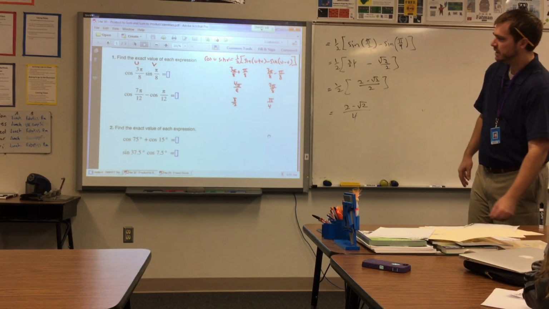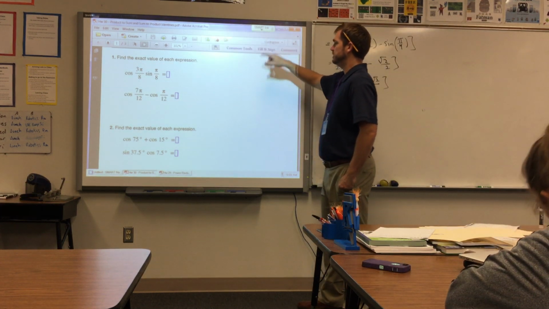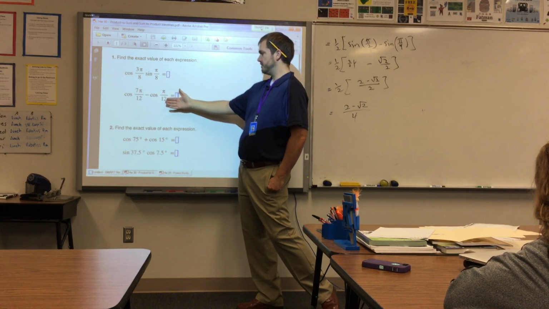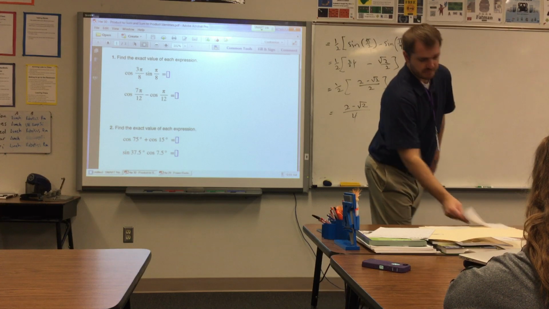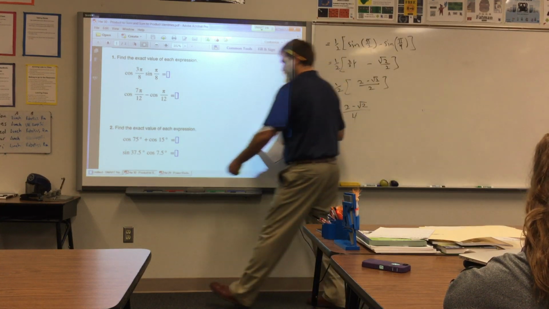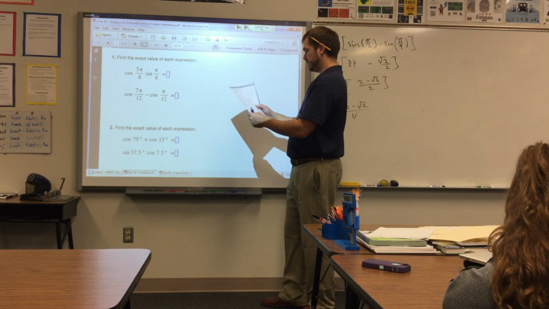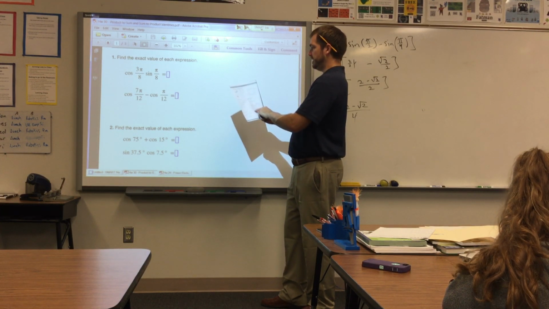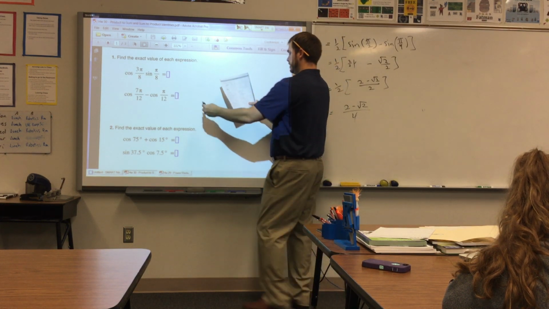Now, let us look at part B: cosine 7 pi over 12 minus cosine pi over 12. Alright, so we're gonna go for it, right? This is a sum to product, and it's which number? Cosine minus cosine, the fourth one. Fourth one, yep.